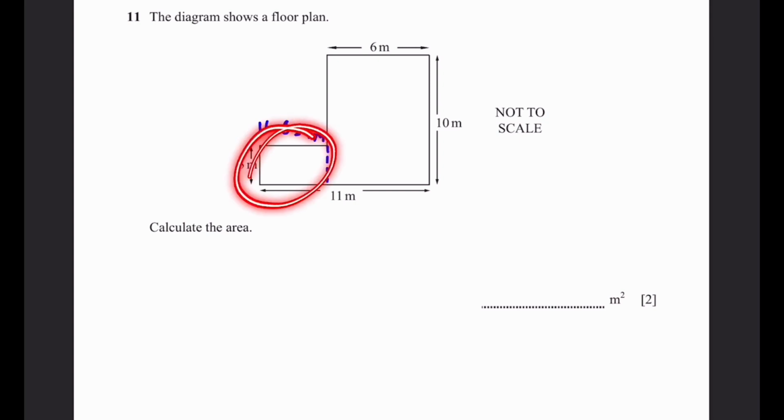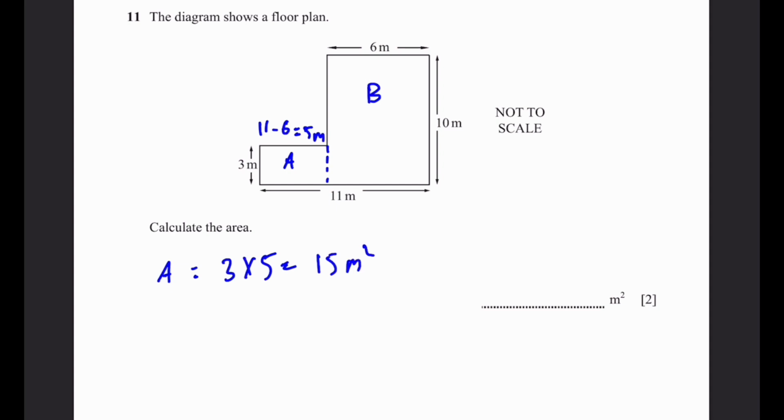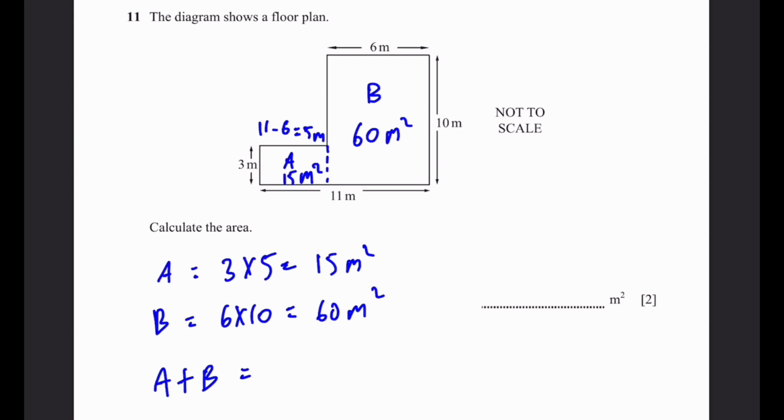Now we can find the area of both rectangles. We'll label it A and B. So rectangle A has 3 into 5, which is 15 meters squared. So we'll write that down. Rectangle B has 6 into 10, which is 60 meters squared. Now when we add it up, A plus B, that's the whole floor plan, 15 plus 60, 75 meters squared. That's the answer. Question 12.